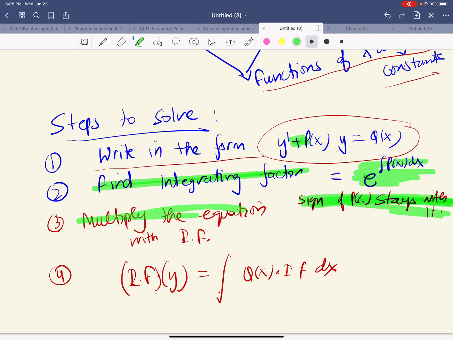Next step, multiply the equation on both sides with the integrating factor. And then step number 4, the integrating factor times y on the left side would be equal to the integral of q of x times the integrating factor. Let's see some examples, and hopefully you will see how and why this rule works. Why does multiplying with the integrating factor work?